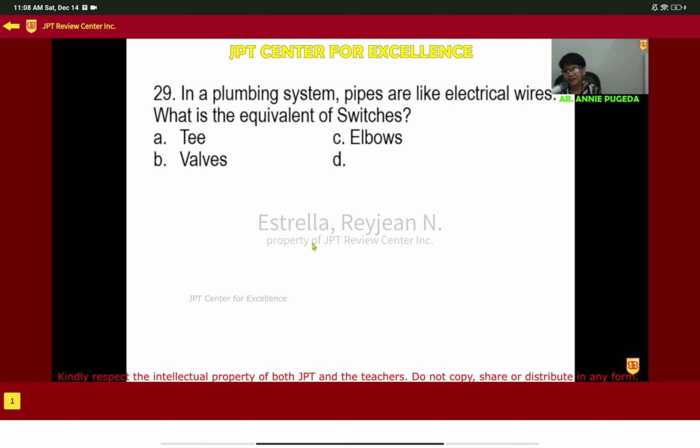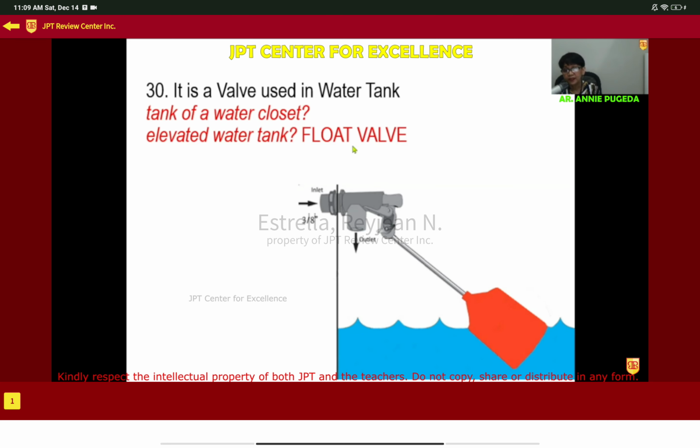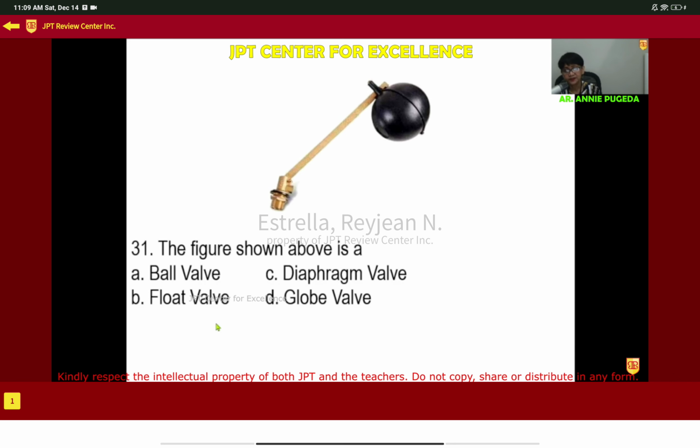In the plumbing system, pipes are like electrical wires. What is the equivalent of switches? Your switches turn things on and off. So, what turns water on and off here? Valves. Okay? A valve used in a water tank. What tank did we discuss here? Is it an elevated water tank? Is it a tank of a water closet? Regardless, these two have a common valve, which is the float valve. And then, an illustration of a float valve. So, the figure shown above is a float valve.